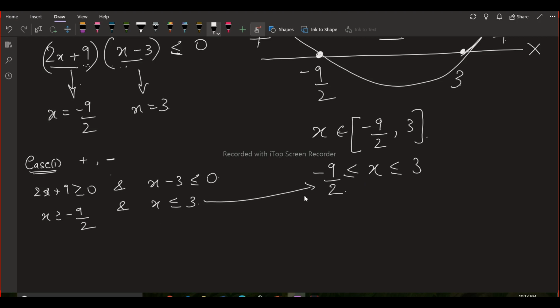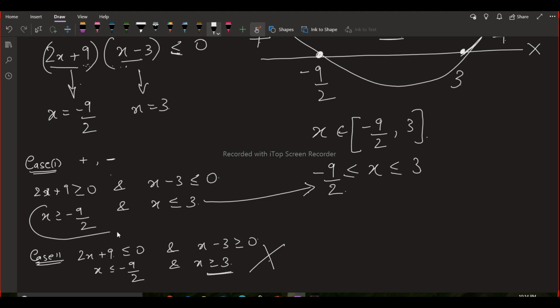And see, I got the same answer which I wanted. So this is the answer I got directly. Now if I take case 2, in this case 2x plus 9 will be less than equal to 0 and x minus 3 should be greater than equal to 0. Now in this case you will get x less than equal to minus 9 by 2 and x greater than equal to 3. Now this cannot be possible. X cannot be less than equal to minus 9 by 2 and also greater than equal to 3. So this case is rejected. So only the first case should give you the answer. So this is the long cut of getting the same answer. The shortcut is using this wavy curve method.